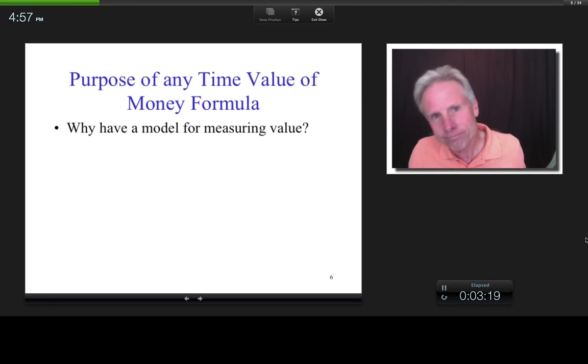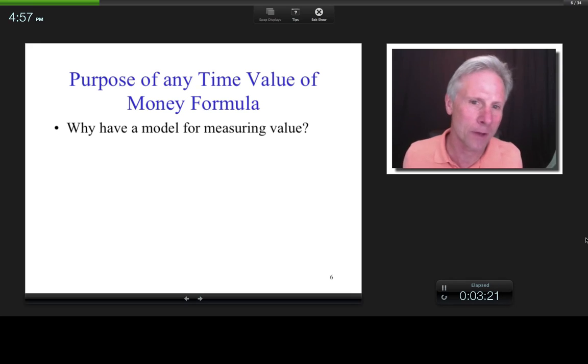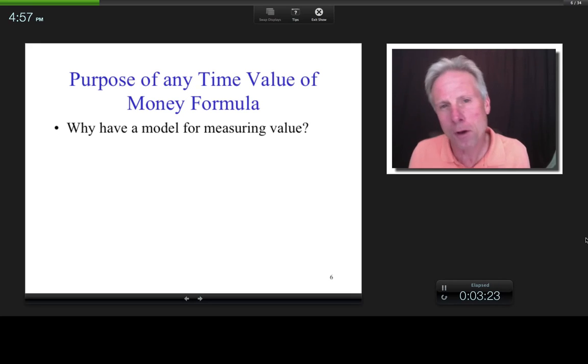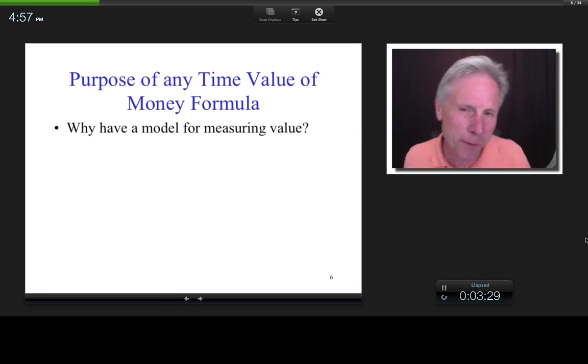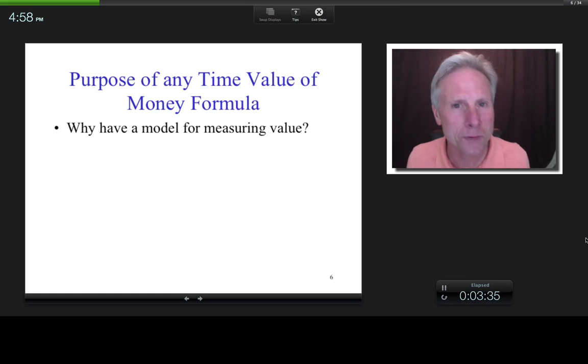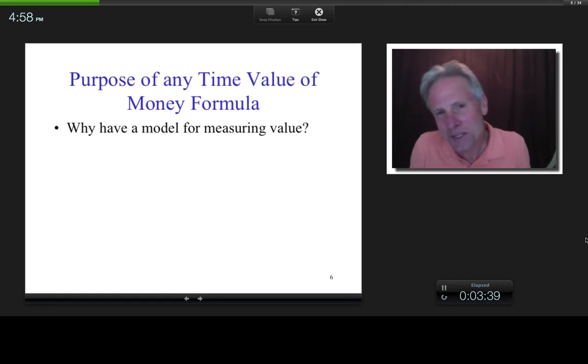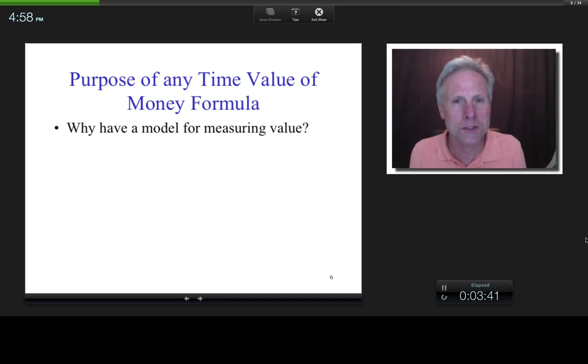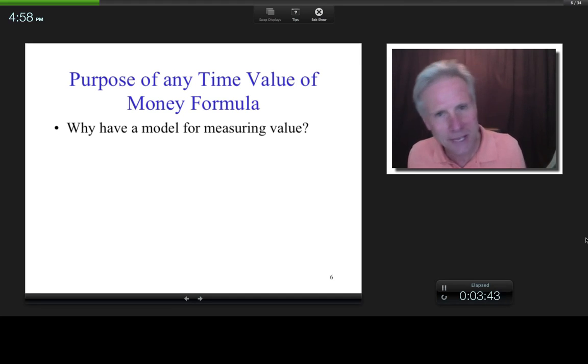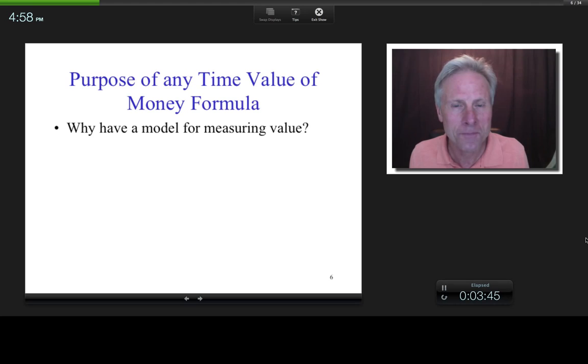So what's the purpose of any time value of money formula, and why have a model for measuring value? Well, let me put it in two contexts. First of all, do you remember what I said the theme of this class was? This is in Lecture 1. Basically, financial principles as they affect firm value. And so that's why this is basically the first topic. If you're going to manage value, does it help to be able to measure value?